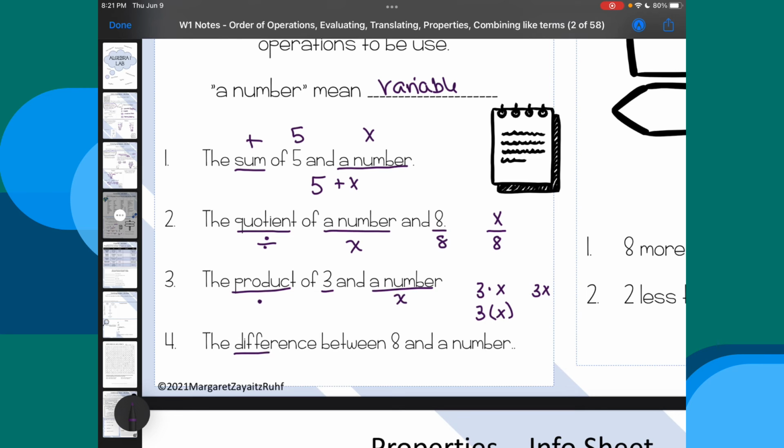Number 4, the difference between 8 and a number. Difference means to subtract. So 8 and a number.